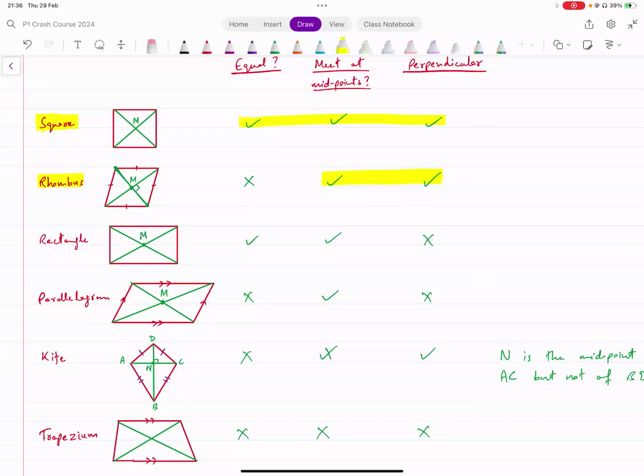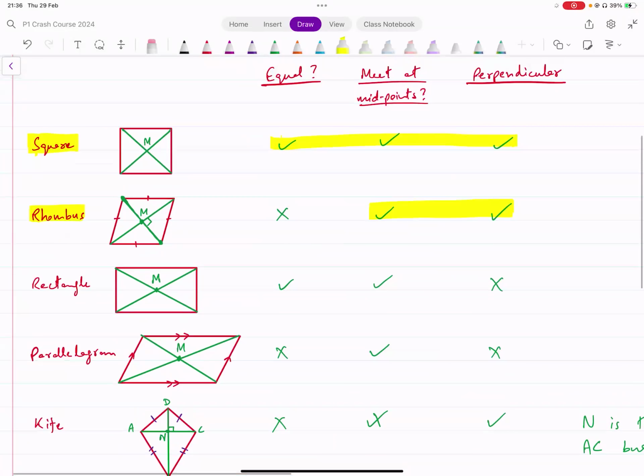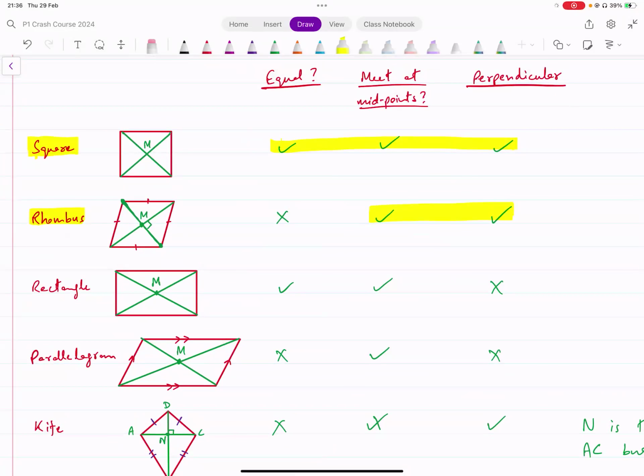For a square, all of these three things are true. For a rhombus, the diagonals meet at midpoints and they are perpendicular. So this is tested a lot, that the diagonals are perpendicular for a rhombus and they're also equal. Okay, for a rectangle, it's often tested as well, yes, but that's kind of obvious. For a parallelogram, meeting at midpoints, this is also tested.